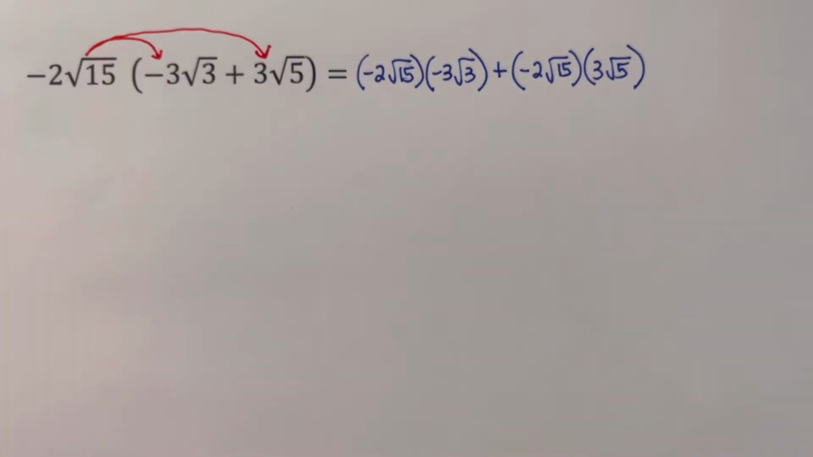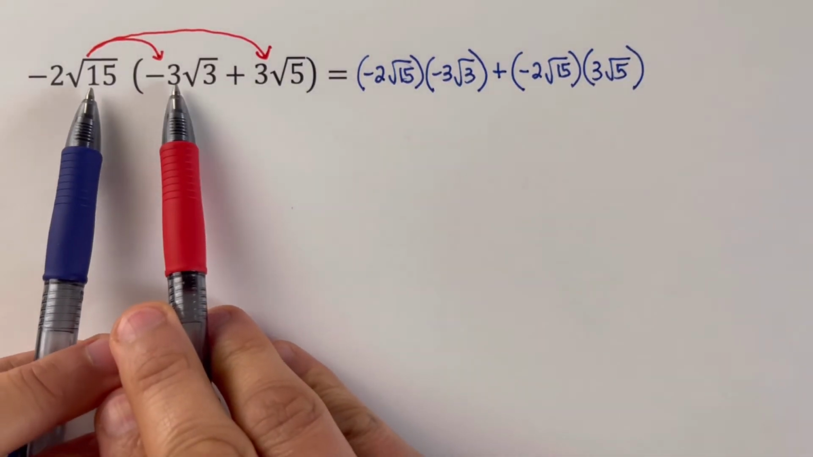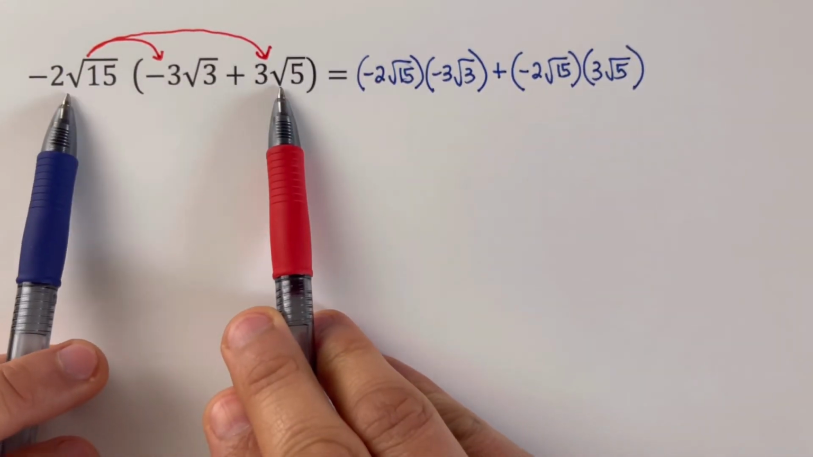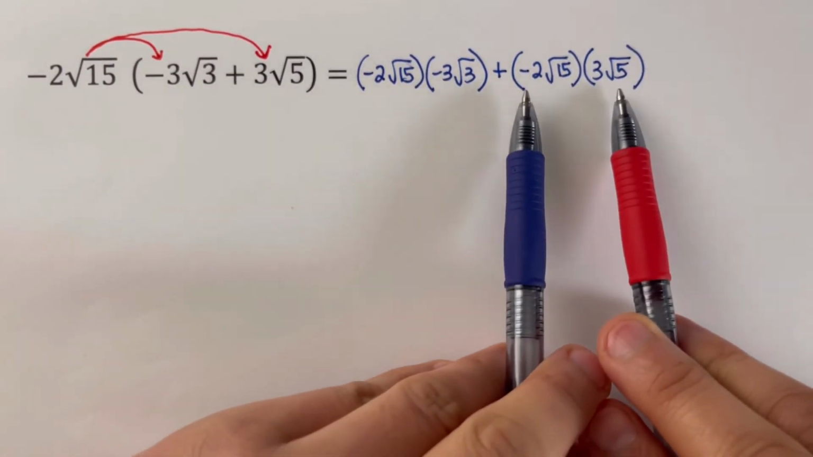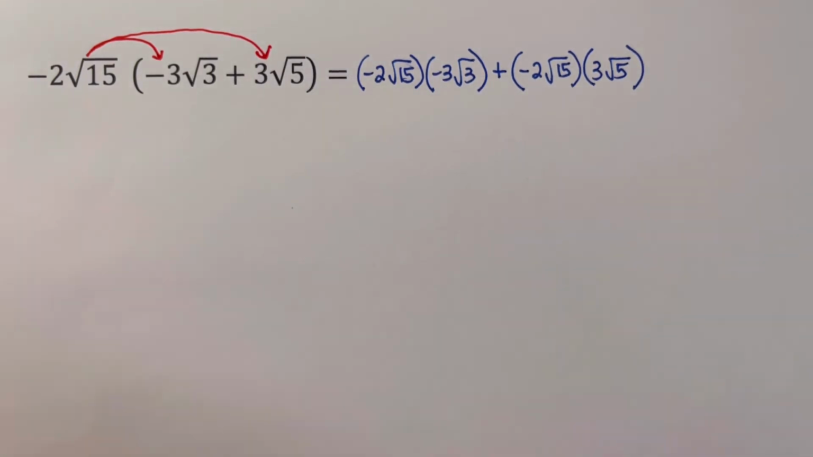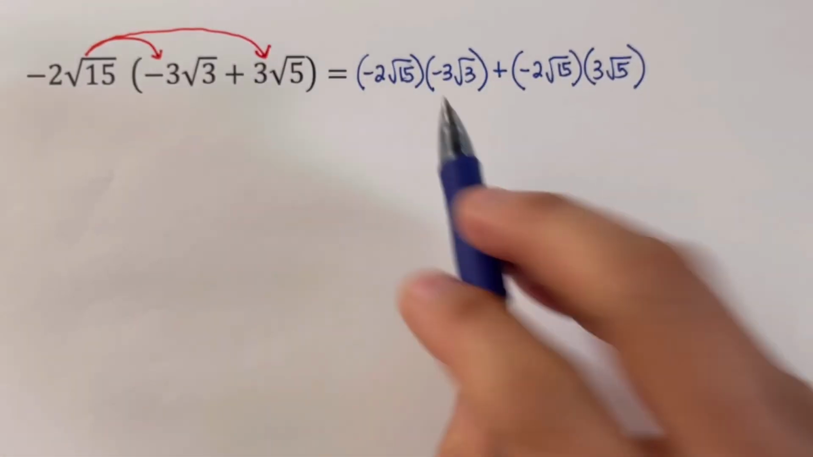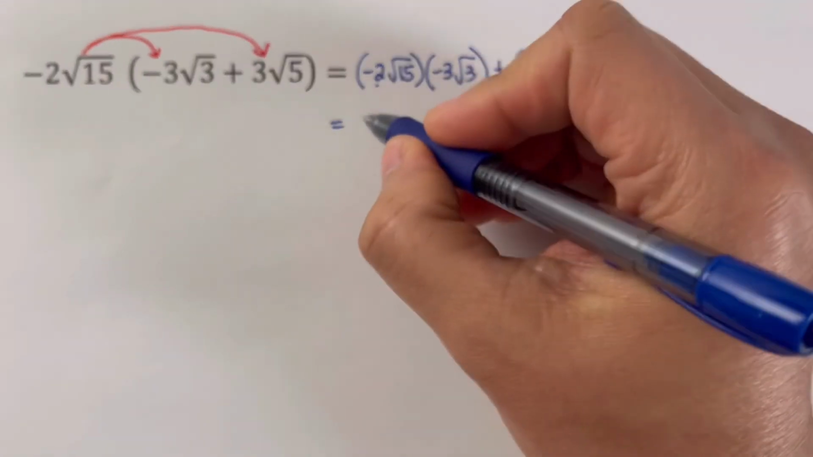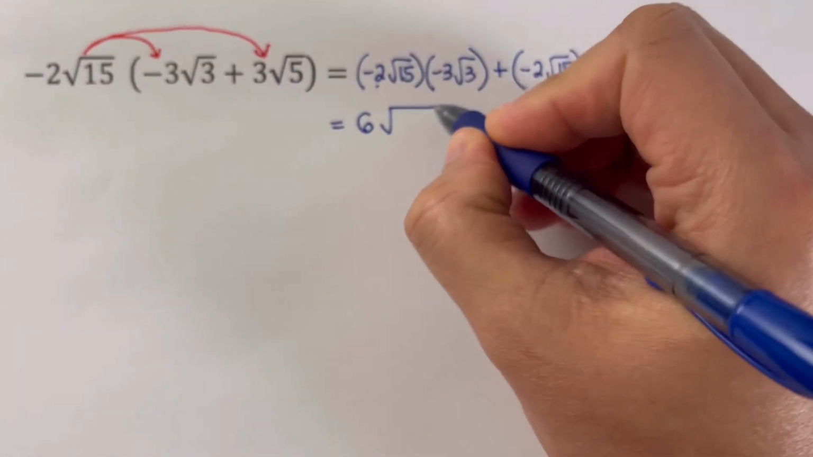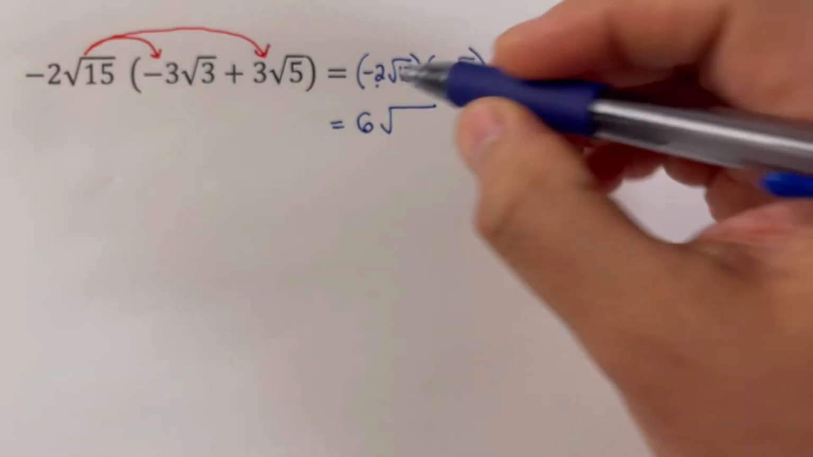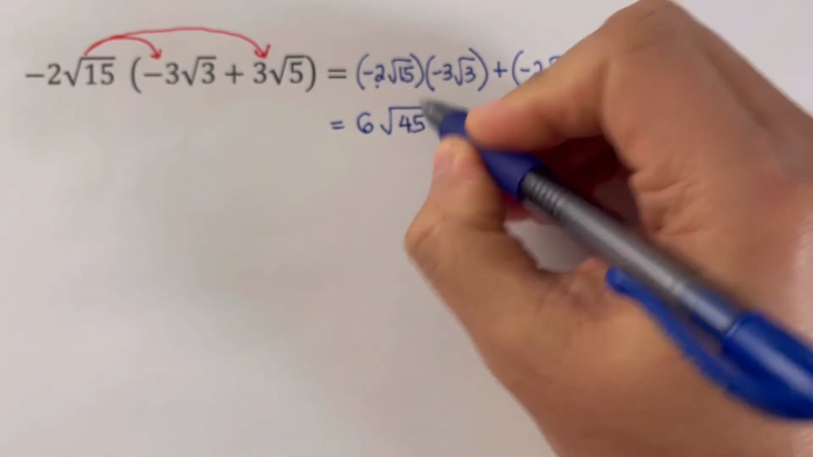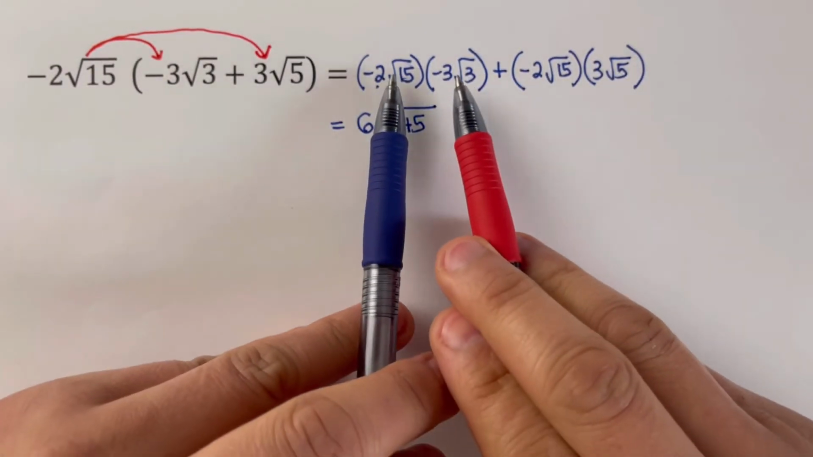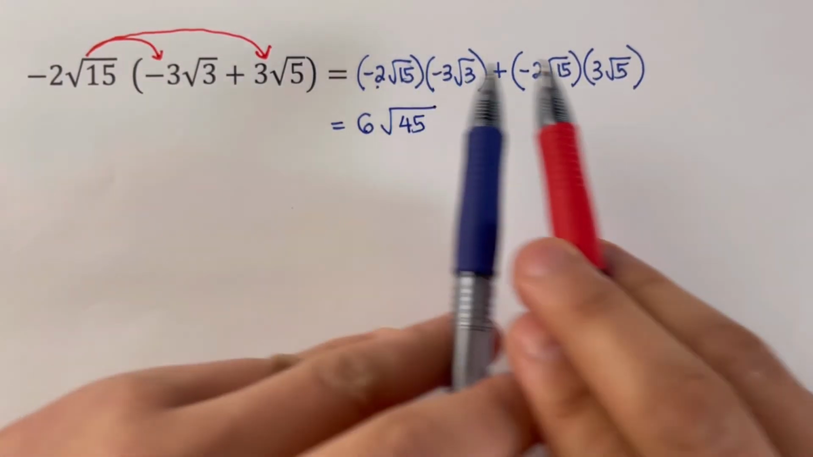So what I did was I distributed it. I multiplied these two together. That's how I got this. And I multiplied these two together. That's how I got this. Now we are going to multiply these terms here. So we go ahead and say that's negative 2 times negative 3 is a positive 6. And then we have square root of 45 because that's 15 times 3 is 45. By the way, we can do this because both of their indices are the same.